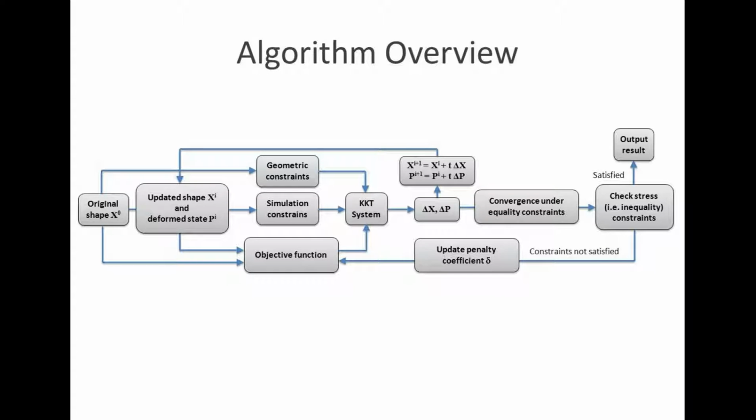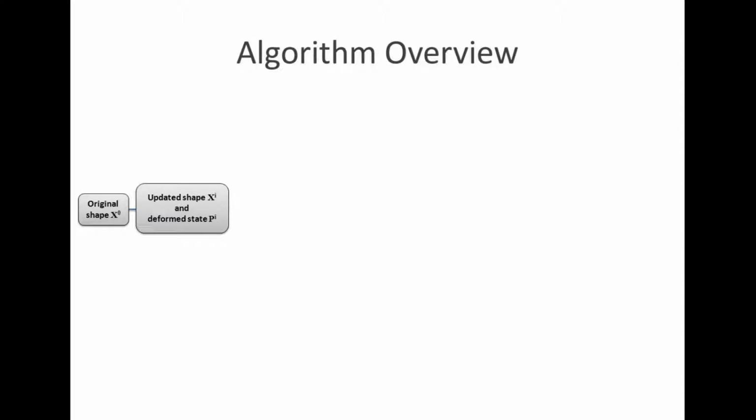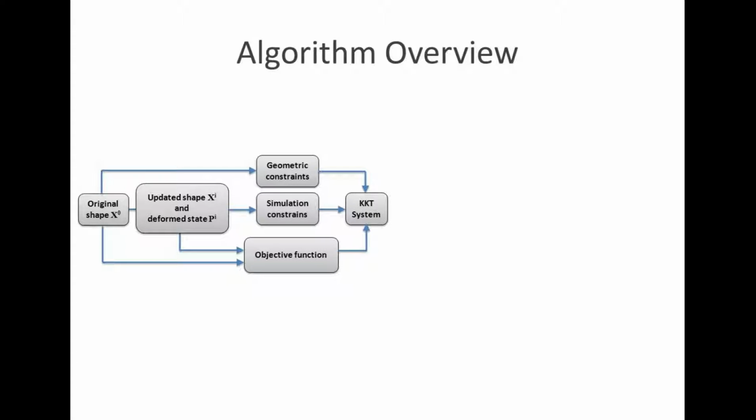Our algorithm operates directly on the input mesh. We perform physics simulation and shape optimization in a unified framework, where the physics simulator is an integral part of the optimizer. Given an input shape, our algorithm iteratively updates the shape and its deformation due to the external forces and boundary condition. Specifically, we solve a linear system that minimizes an objective function under geometric and simulation constraints, which are formulated as equality constraints.